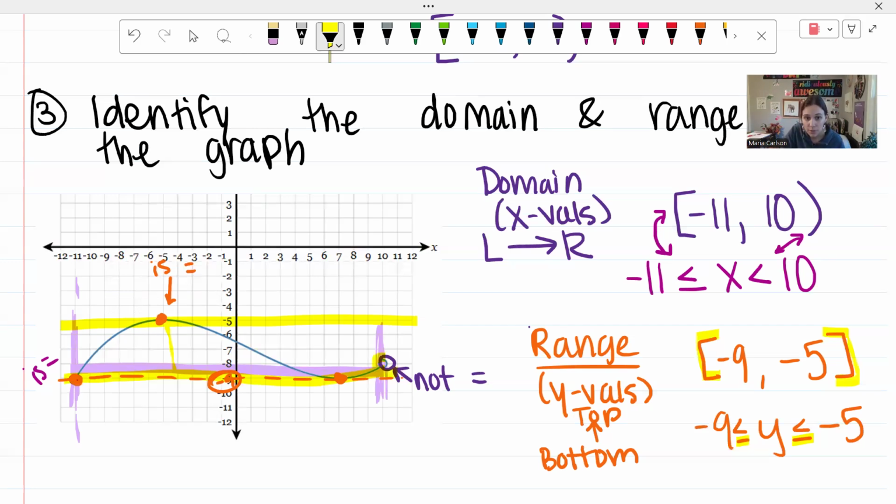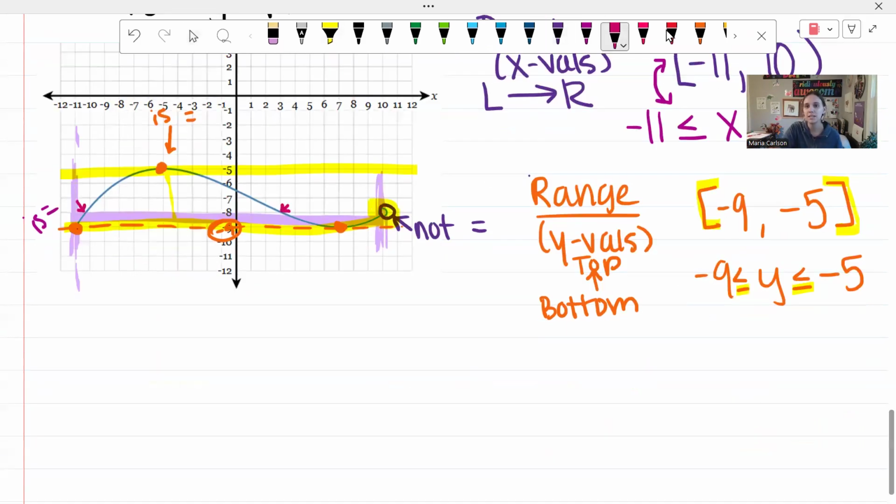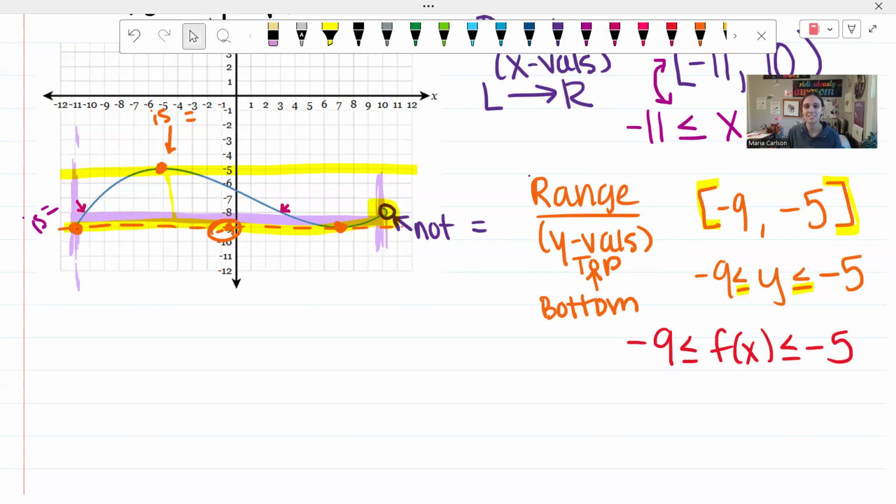Even though I have this open circle here at, what point is that? 10, -8. -8 shows up in our range in other places, right? I have a point right here that has a y value of -8. I have a point maybe right here that has a y value of -8. So even though there's a spot where it's not included, there's other places where it is. So our range is all the values between -9 and -5. Another way you might see this is -9 is less than or equal to f of x, which is less than or equal to -5. Please let me know what questions you have, and I look forward to seeing you in class.